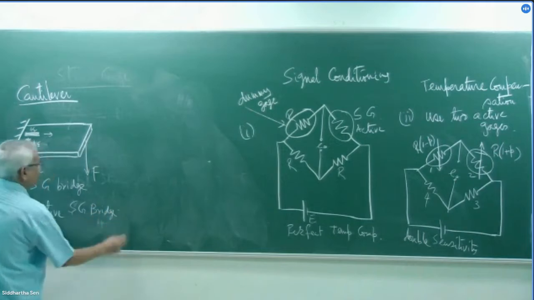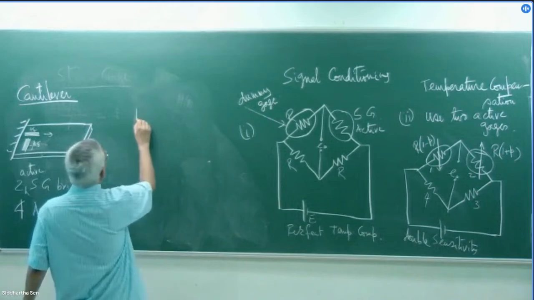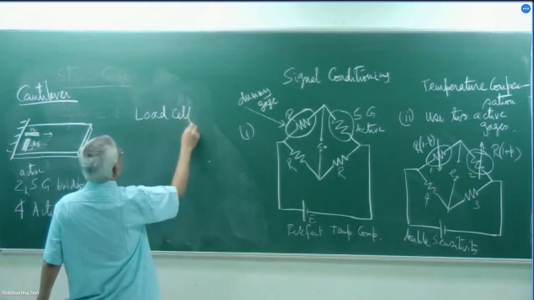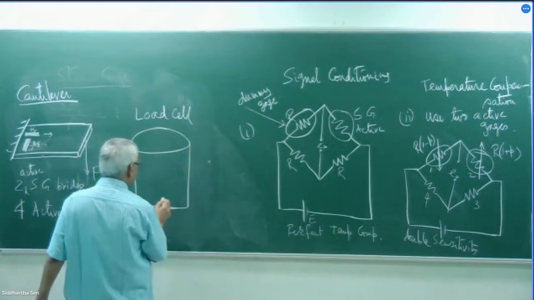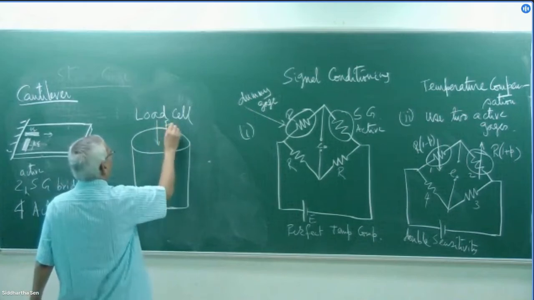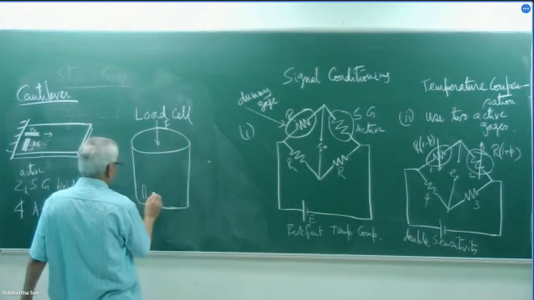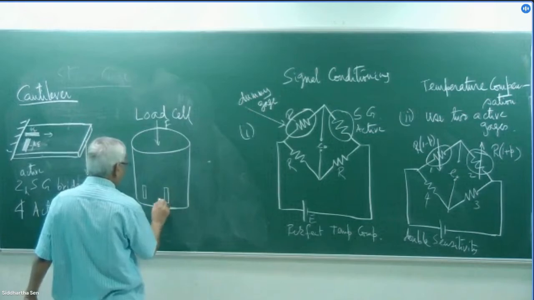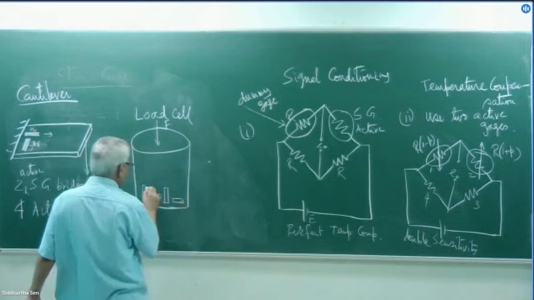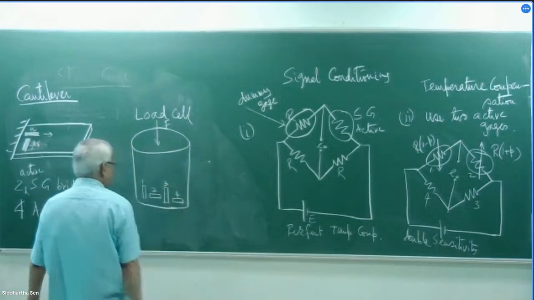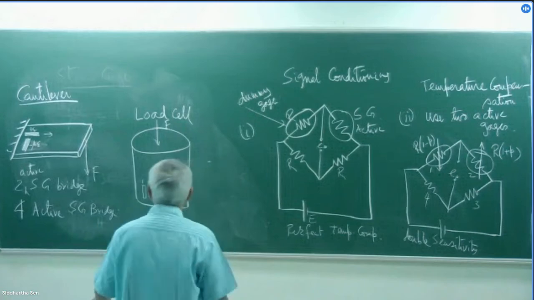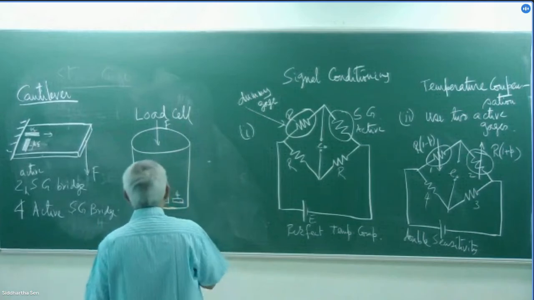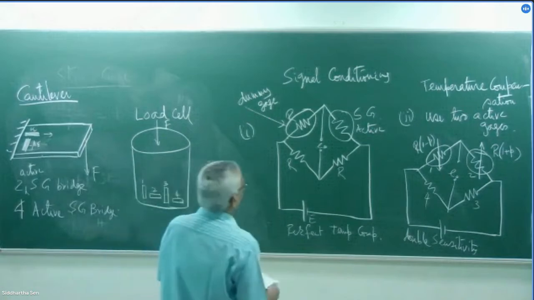And this is the thing which we are familiar with, we have seen, which we called a load cell. That is a cylinder over which I apply a force, and two strain gauges I connect vertically, and two strain gauges I connect horizontally, and I make it 1, 2, 3, 4 like this. So we can have four active strain gauges also there, but they would be perfectly temperature compensated.